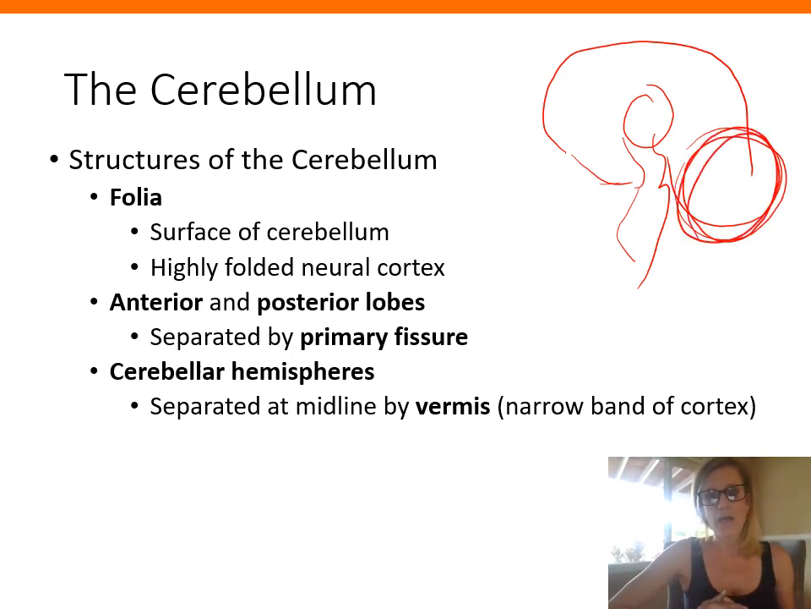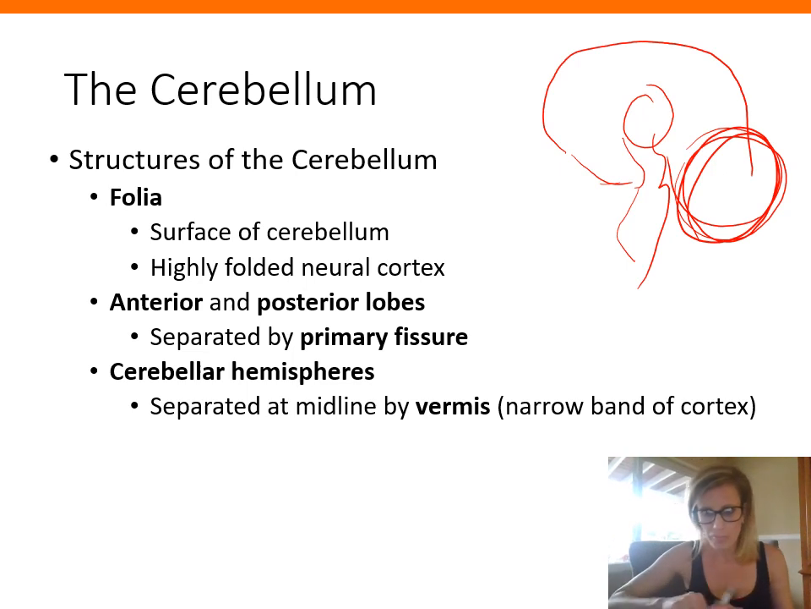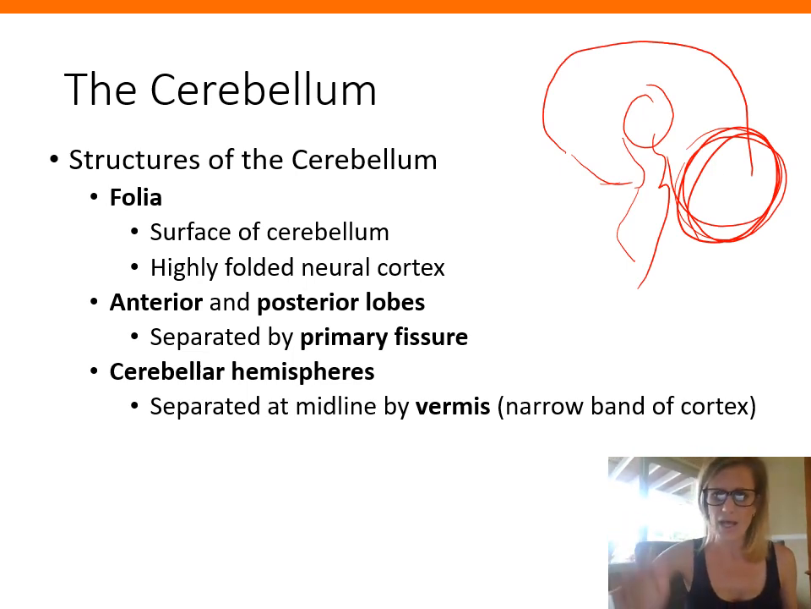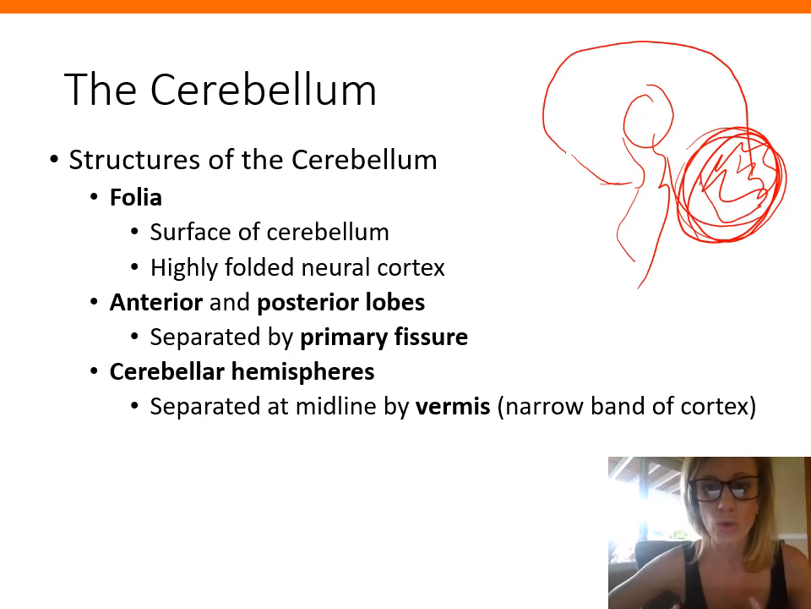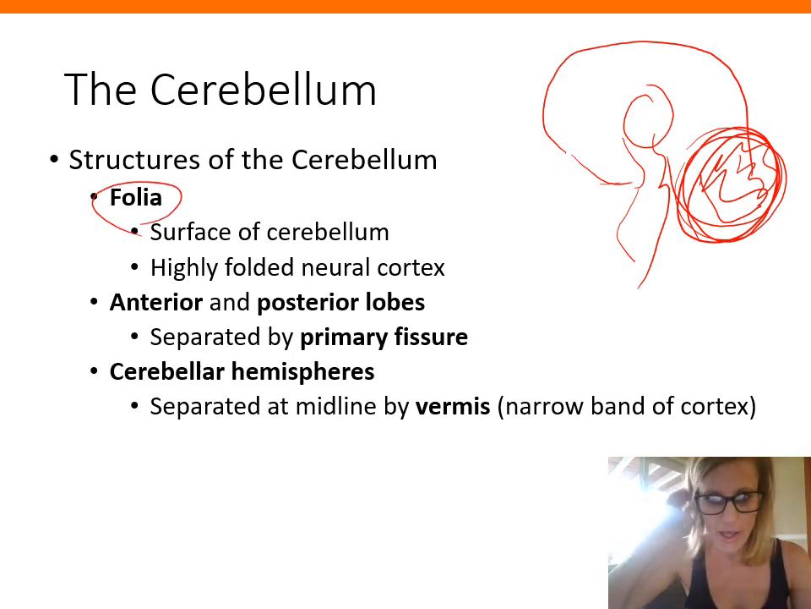The surface of the cerebellum is highly folded, just like the surface of the cerebrum is. The surface of the cerebrum has lots of folds on it to increase the surface area. Well, the same thing happens with the cerebellum. The cerebellum back here has a highly folded neural cortex on the surface. The folds that are present on the cerebellum are referred to as folia.